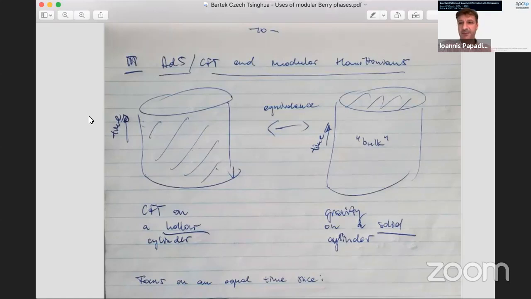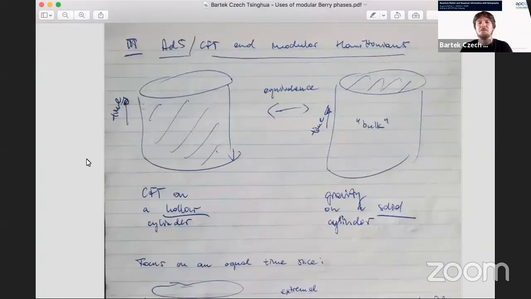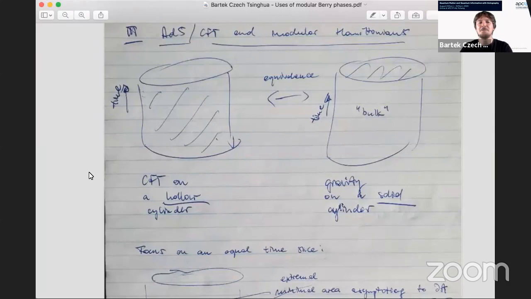I'm interested in barrier phases because I'm interested in AdS/CFT, and there they are a powerful tool. So let's talk about what we need to know from AdS/CFT to appreciate the use of barrier phases or barrier connections. Of course, AdS/CFT is an equivalence between two cylinders.